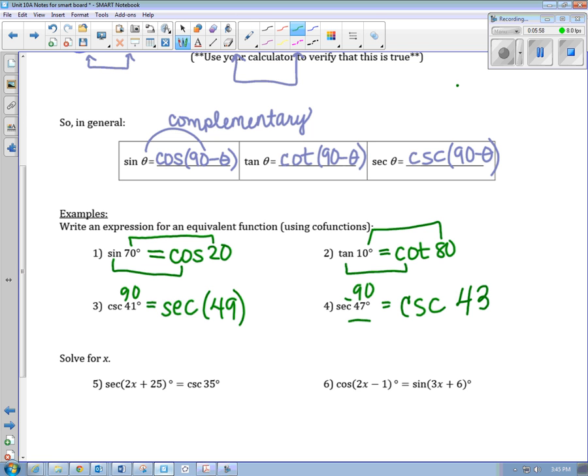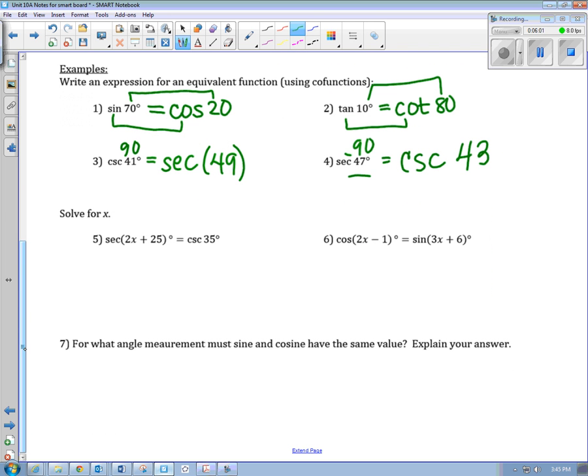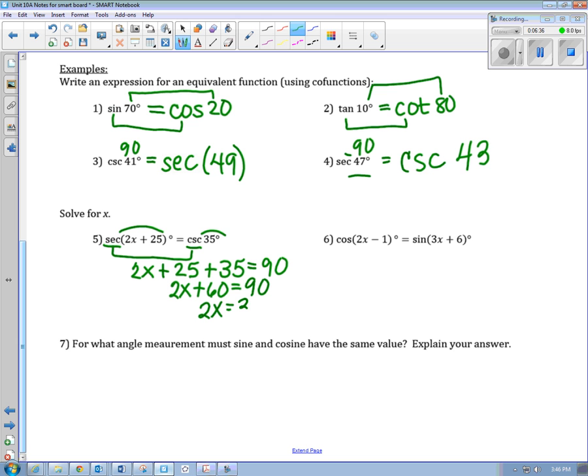In the next examples, they ask us to actually solve for x. In these cases, they've given us equations that involve cofunctions, and they're saying that the secant of this is equal to the cosecant of this. If that's true and I'm using cofunctions, which I am, secant and cosecant, then when I take those two angles and add them up, the 2x plus 25 and the 35, they should be complementary or add to 90. So this gives me 2x plus 60 equals 90. So 2x equals 30. And x, of course, then is just 15.